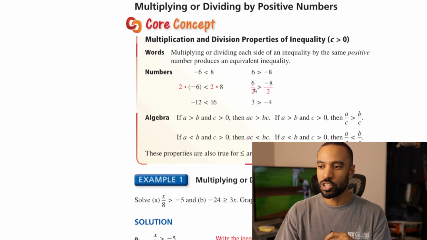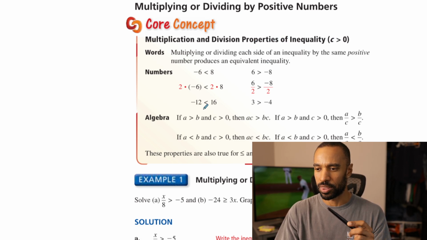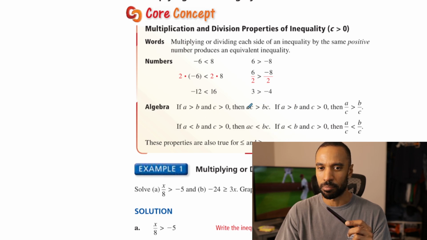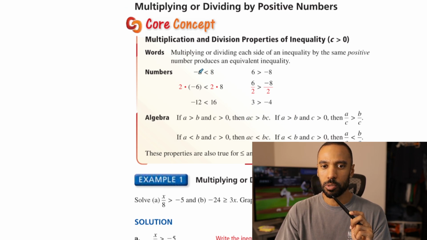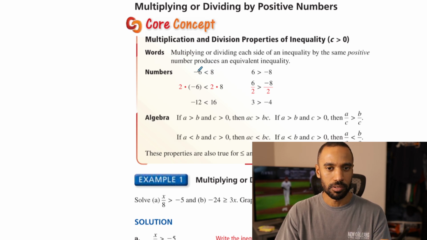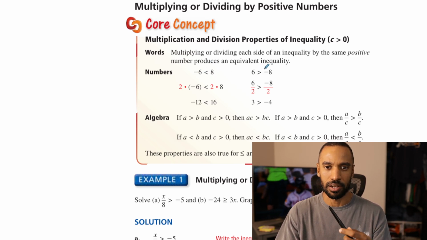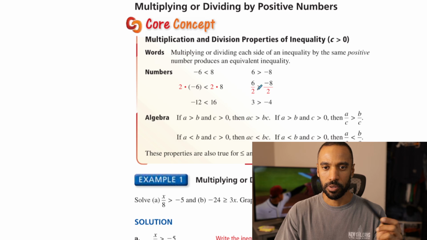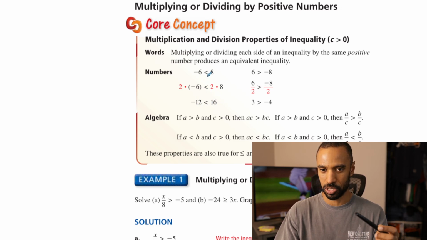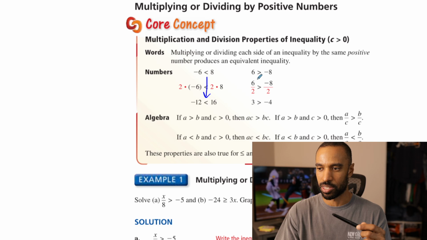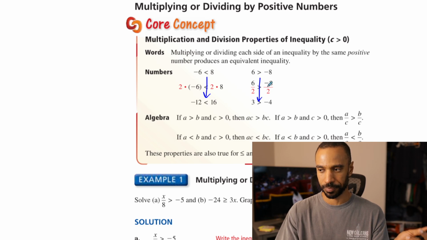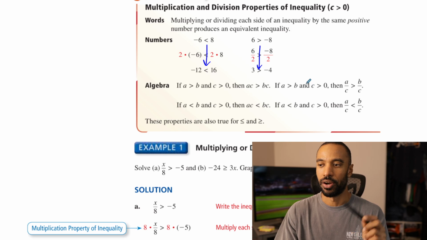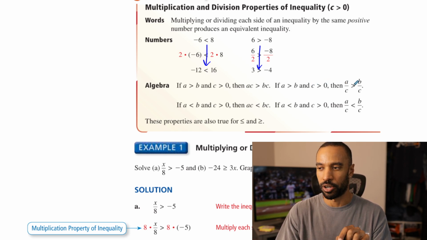All right, multiplication and division properties of inequality where C is greater than 0. C must be what they're multiplying or dividing by in this case. They're showing you if you multiply something that's a true statement, negative 6 is less than 8, 6 is greater than negative 8, things like that. If you multiply both sides by a positive number, or divide both sides by a positive number, you still get the same statement out, where the less than is facing this way, the greater than is facing this way. Unchanged. And they're showing that here, as long as it's a positive number that you're multiplying or dividing by.